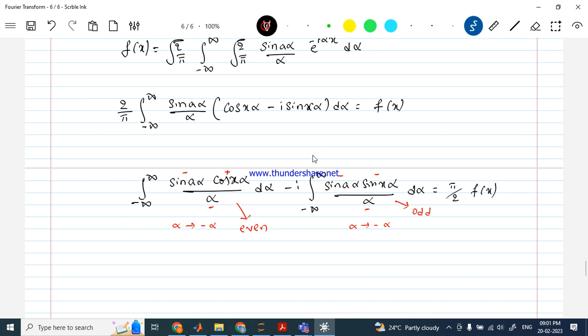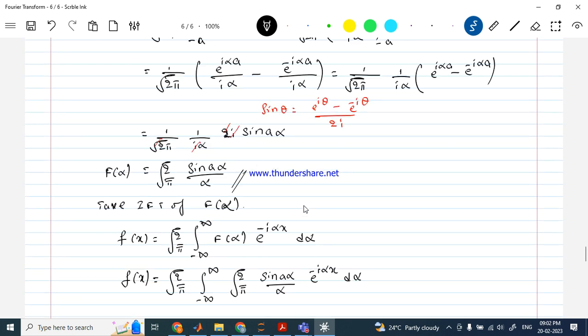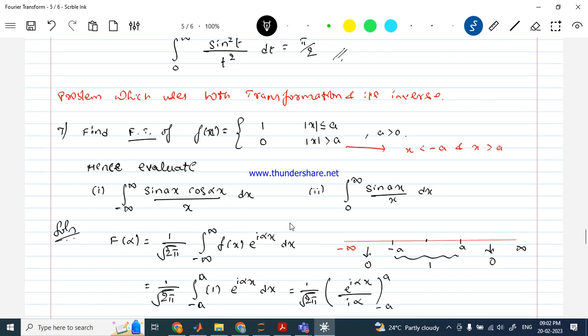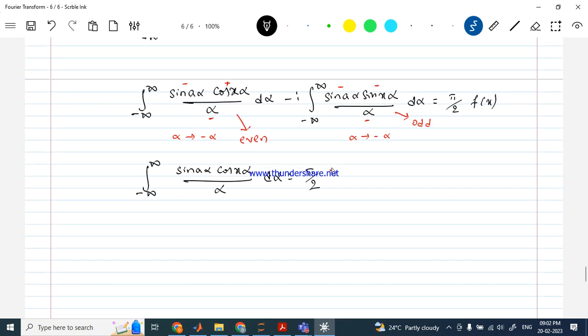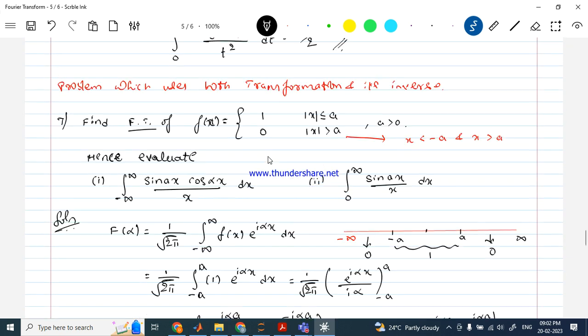So the value of the second integral is 0, and the first integral I'm just keeping as it is: integration from minus infinity to plus infinity of sin(aα) cos(xα) by α dα, which is equal to pi by 2 f of x. Let me substitute the value of f of x now. F of x is the given function, which is 1 for mod x less than or equal to a and 0 for mod x greater than a. So this is the value of the first integral.